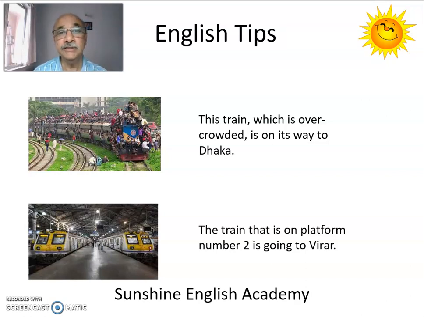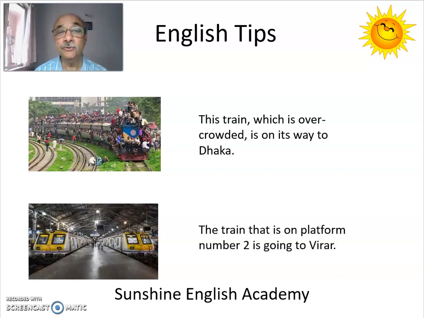So here it could be just any train which is on its way to Dhaka. In fact, there could be more trains which are on the way to Dhaka. We are not talking about any specific or particular train here. Now look at the next picture. The train that is on platform number 2 is going to Virar. Now here you can see two trains in the picture. So if somebody just said the train is going to Virar, then there would be confusion because there are two trains. So the question would be, which train is going to Virar?